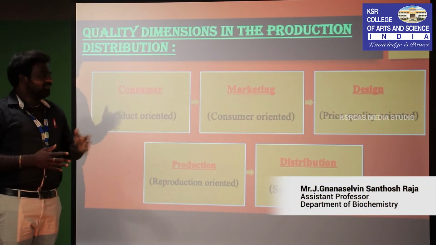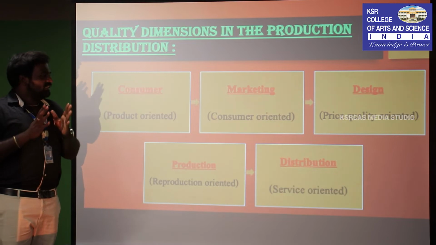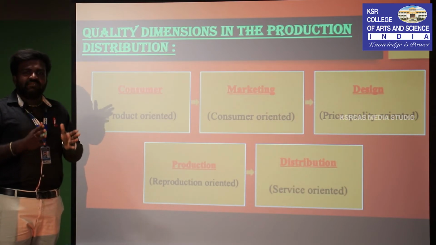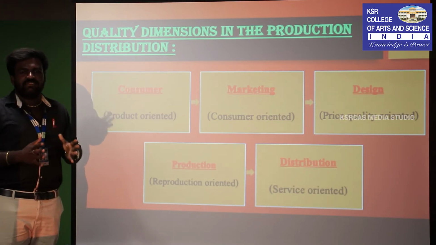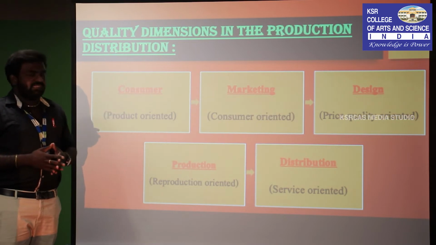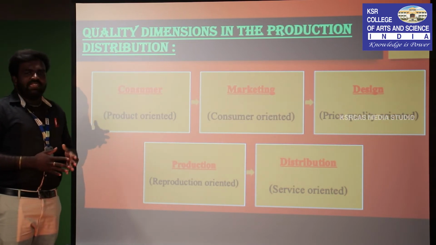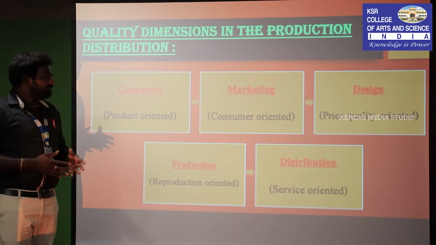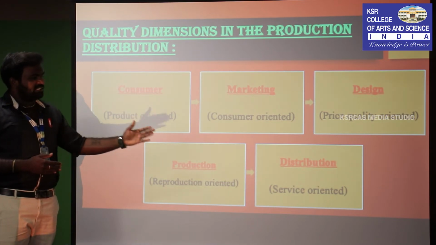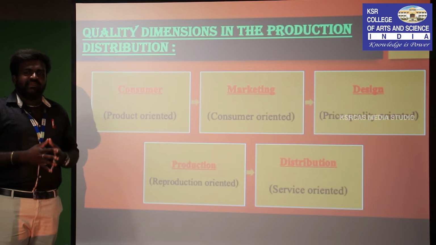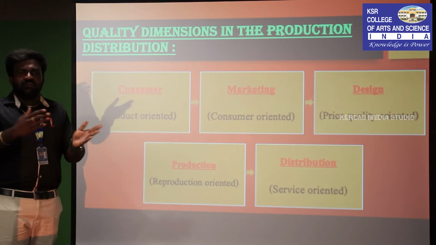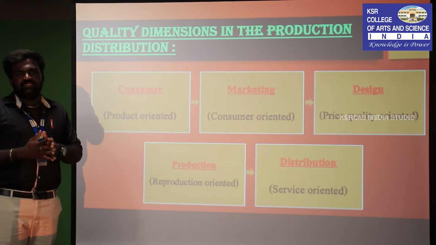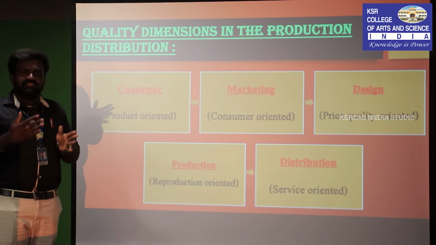Then design, which is price and quality oriented. The design of the food packaging is more important for quality orientation. Then production, which is reproduction or byproduct oriented. Then it comes to distribution. Distribution is nothing but food going to the retailers and wholesalers that distribute it, which is service oriented.